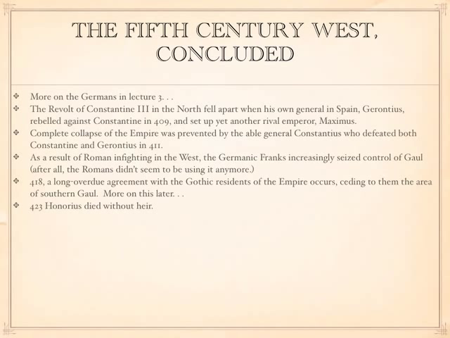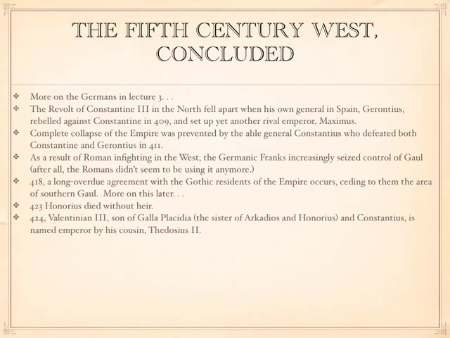In 423, Honorius died without an heir. In 424, and you can read about this in the book, Gregory does a good job of tracing the genealogy here, Emperor Valentinian III, who is the son of Galla Placidia, the sister of Arcadius, that's who she is, and Honorius, and he's also the son of Constantius, the very general who settled the problems in 411 and managed to maintain some form of non-barbarian military power in the Italian peninsula. He's named emperor by his cousin Theodosius II.